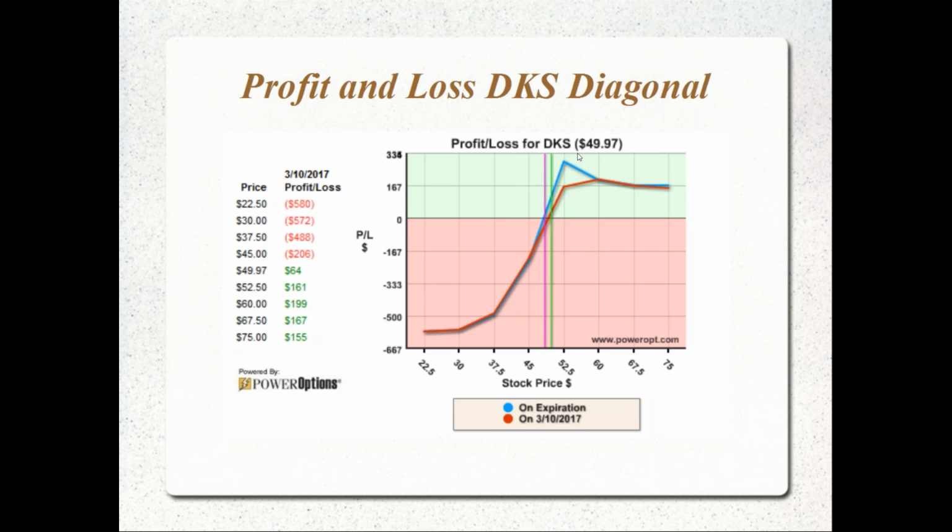Here's the profit and loss for our DKS diagonal spread. Buying the June 45 call and selling the March 52.5. Again, the max profit for a diagonal spread is pretty much always realized if the stock is trading right at your short option strike price. But we have to keep in mind, again, what have I done here? I've entered into an obligation to potentially deliver shares of stock I don't own at 52.50. But now I have the right to buy those shares of stock at 45. This is where that difference in strike prices is relevant.